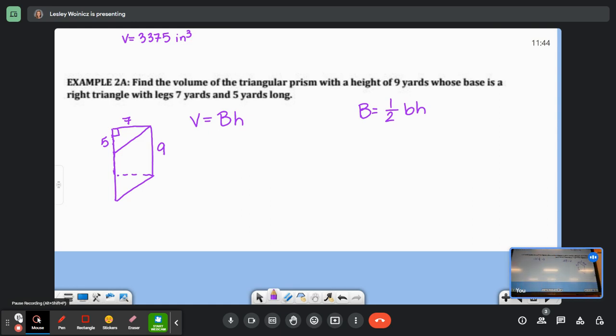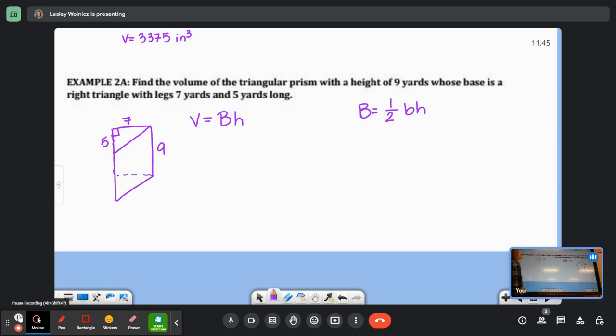Are we doing the bottom and the top one? Can we find the base of it? We just need one. When we're talking about surface area, we'll have to use the top and the bottom and add them together. But when we're talking about volume, we don't multiply it twice. We just find the one area of the base and multiply it by the height.